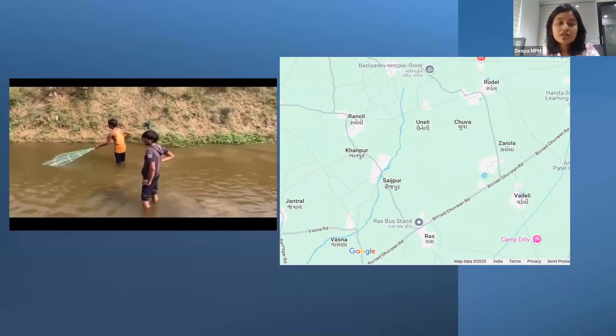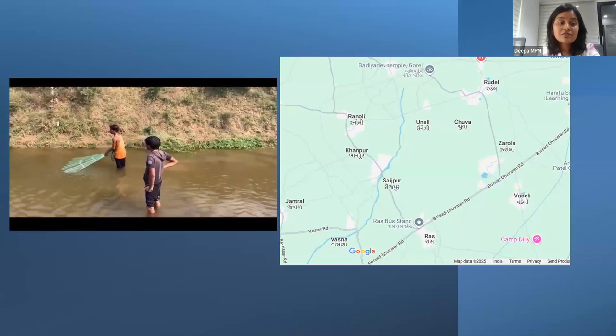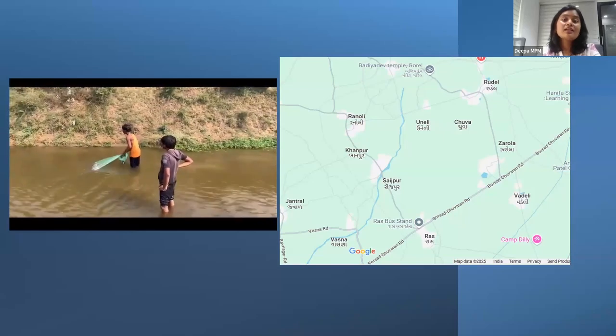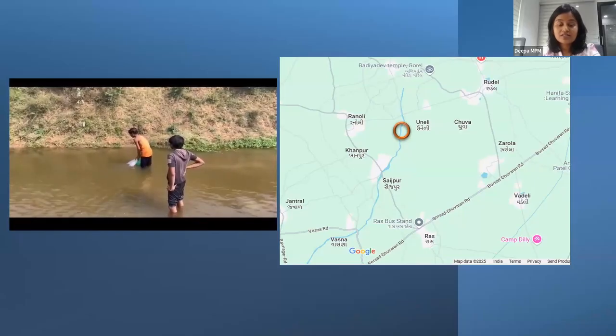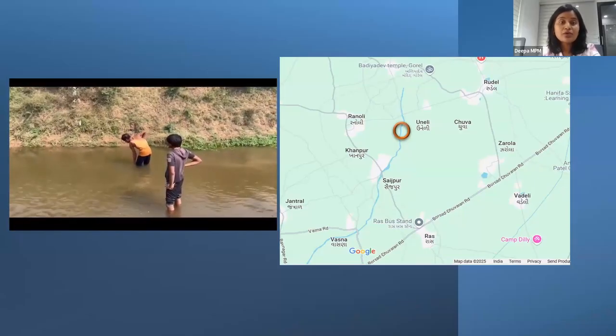They mentioned they earned around 15 to 18,000 from fishing in the drain without any financial investment. This is the Unheli village, on the stretch where I found these people doing netting.